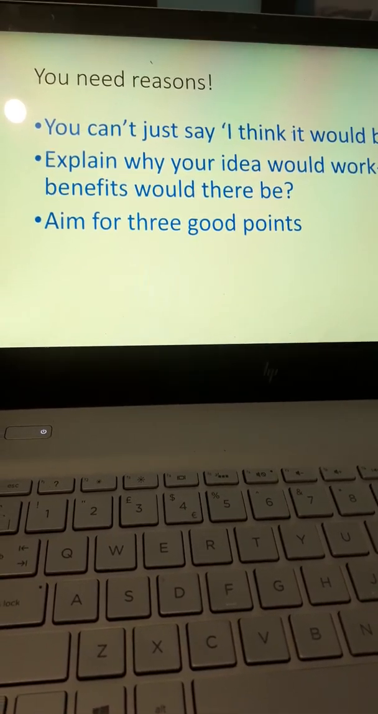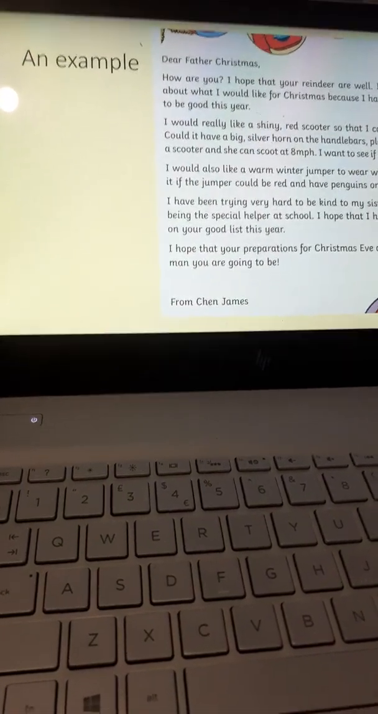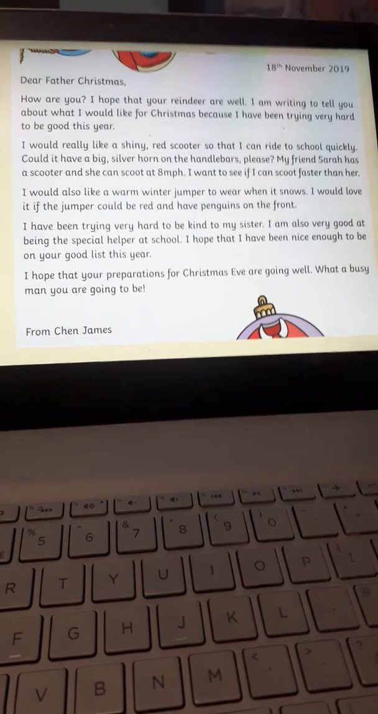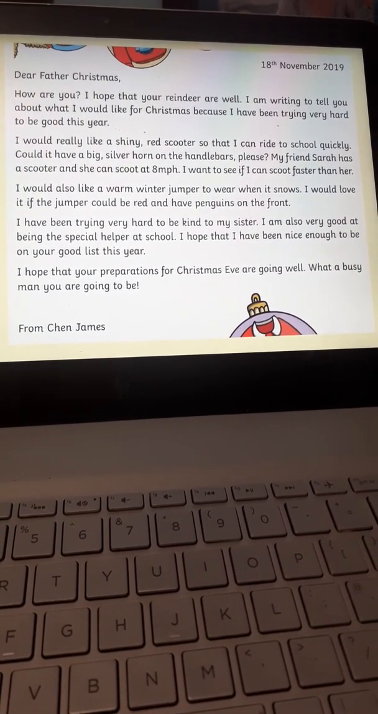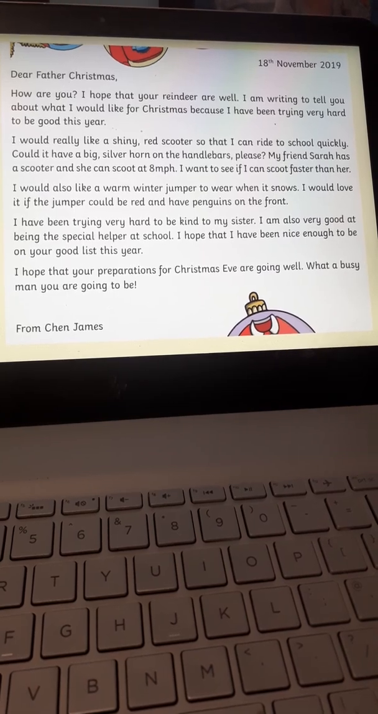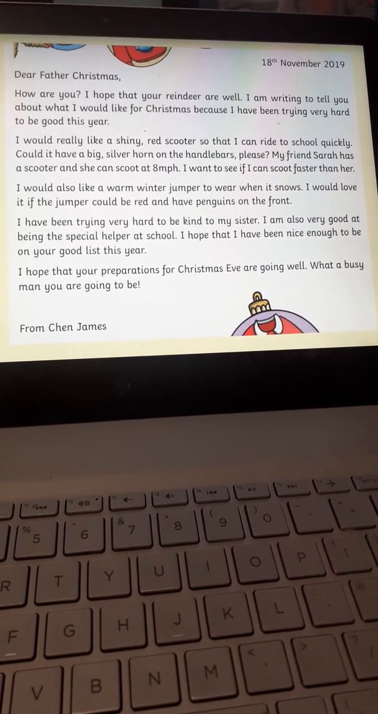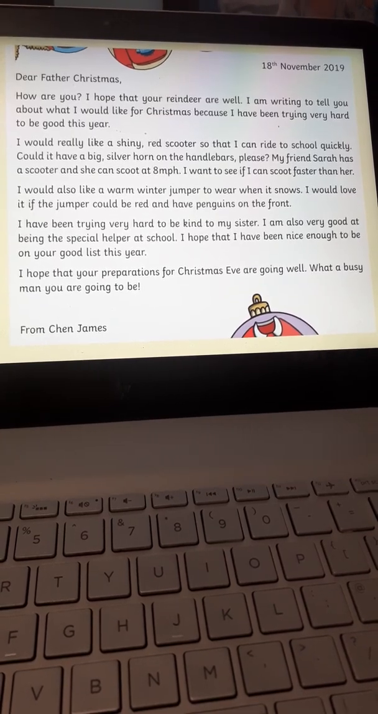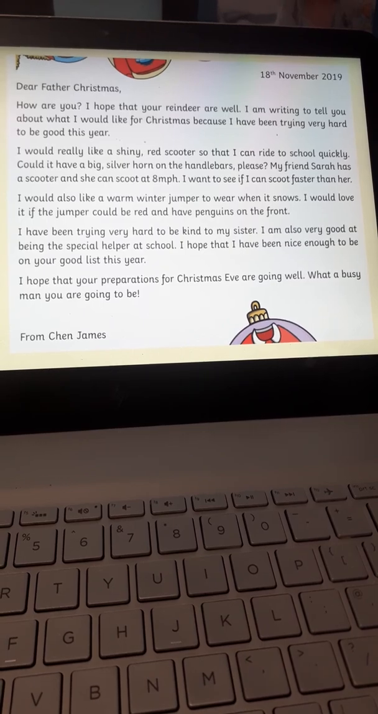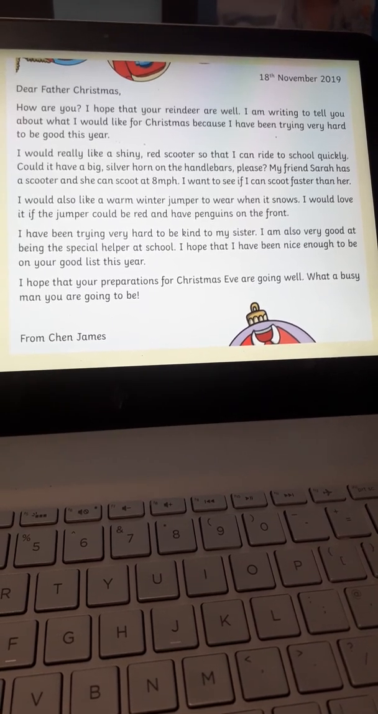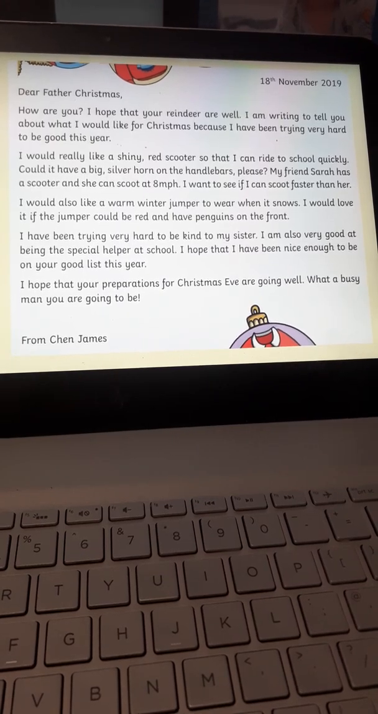You want to aim for about 3 good points in your letter to Mr. Magee. An example. Now, this isn't to Mr. Magee, but this is an example of a persuasive letter. Dear Father Christmas, how are you? I hope that your reindeer are well. I am writing to tell you what I would like for Christmas, because I've been trying very hard to be good this year. So right at the top, we've got who it's to. The date is top right, and we've got the intention. I am writing to you. In your case, it's I'm writing to you, Mr. Magee, to persuade you that you should do my idea to improve Great Missenden School.